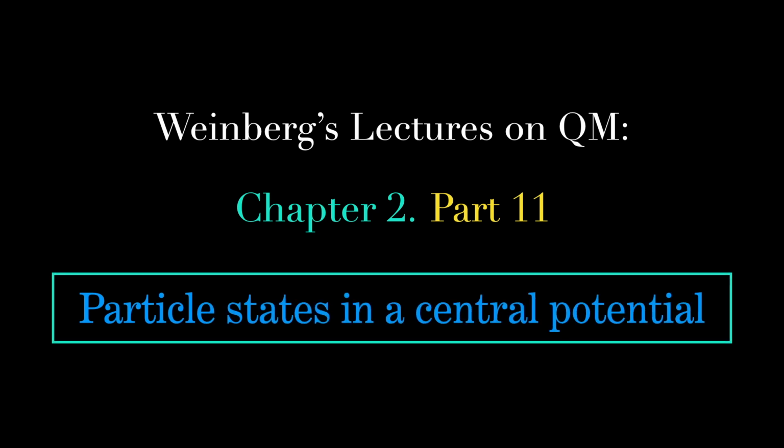Hello friends, welcome back to this series where we go through and explain the book on quantum mechanics by Steven Weinberg. We are now at part 11 of chapter 2 on a particle in central potentials. Today we move on to a different potential which defines a quantum harmonic oscillator.